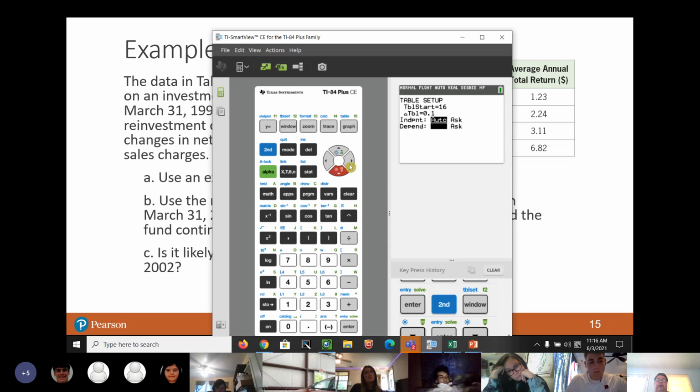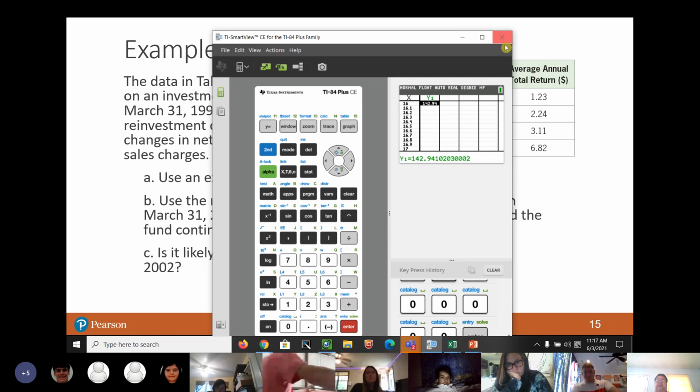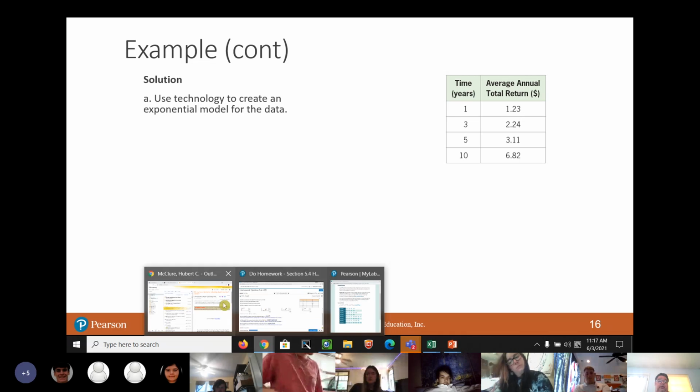I think it may be this one. Ask. And second table. 16. 10,000. It's not letting me do it. It says 142, so I don't know if that's right or not. But anyway, you play with your calculator or you do the Excel spreadsheet. It's a whole lot easier. But let's see if we can do it on the Excel spreadsheet.